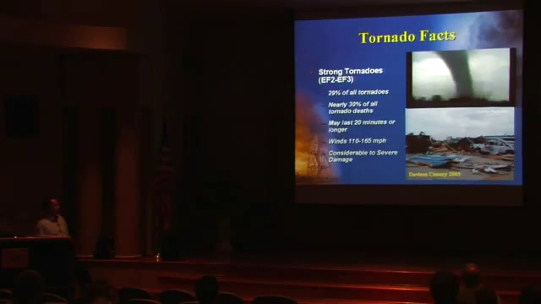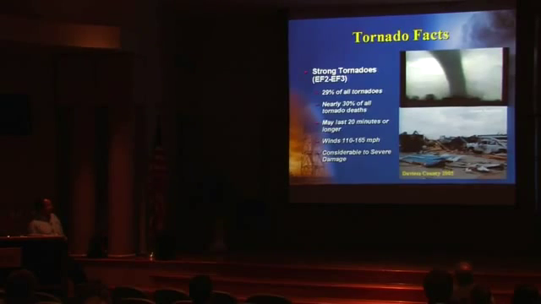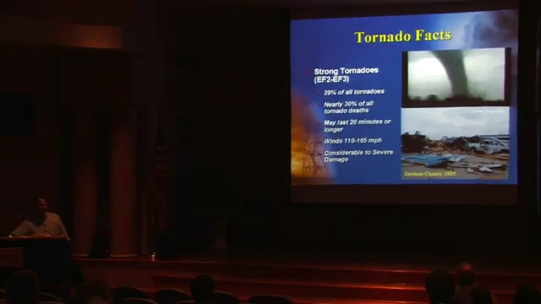As we move up the ladder in intensity to the EF2s and the EF3s with winds of 110 to 165 miles an hour, they account for about a third of our tornadoes. They account for about a third of our tornado-related fatalities. And you can see on the bottom that the damage is much more significant.